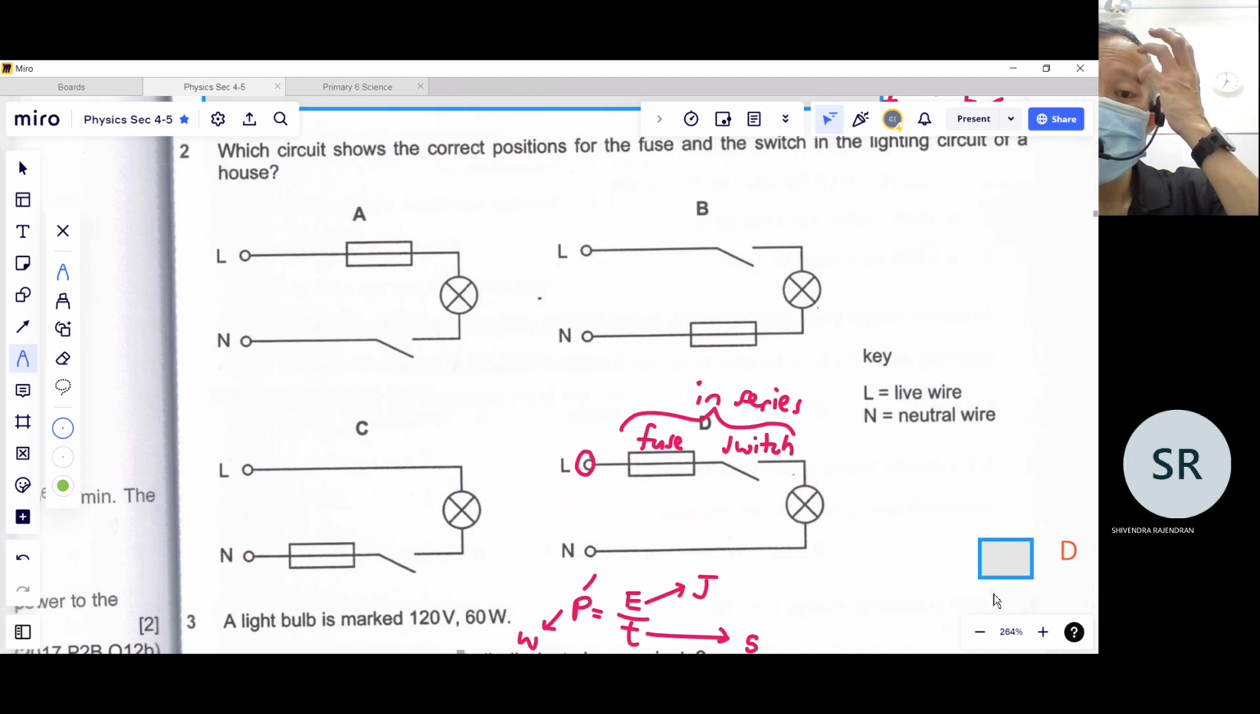They're in series on the live wire. How would you like to cut it up? Okay, so check that. Yes, Bernice. How would it be? Fuse and switch must be on the live side.